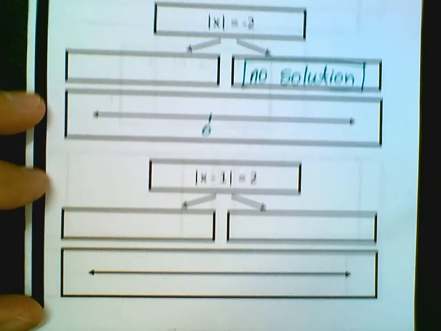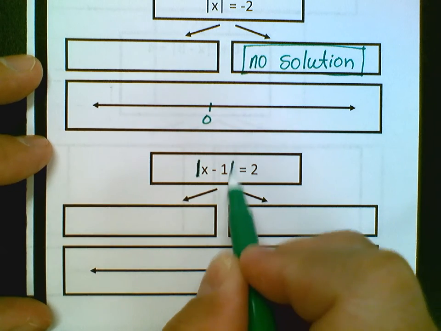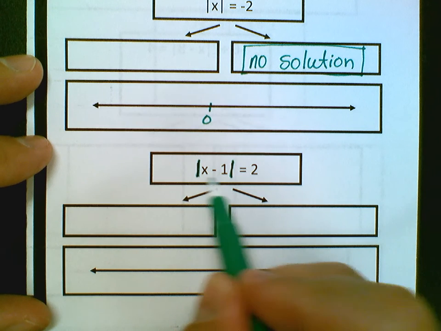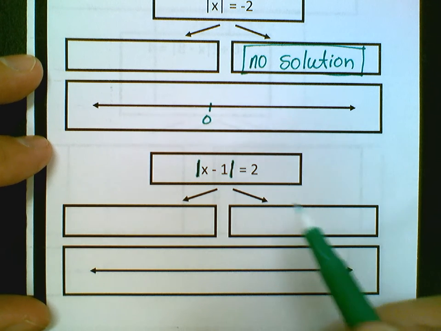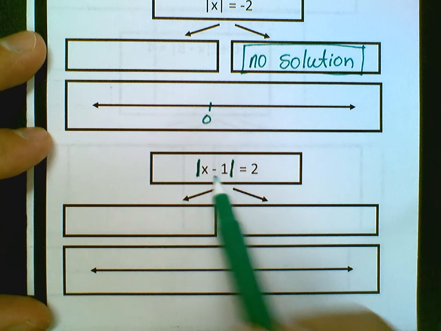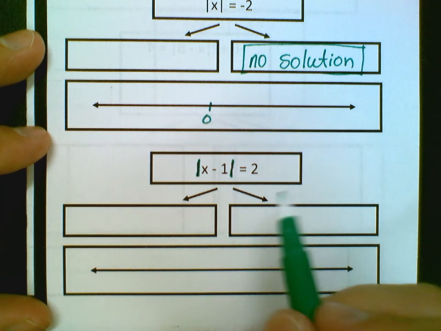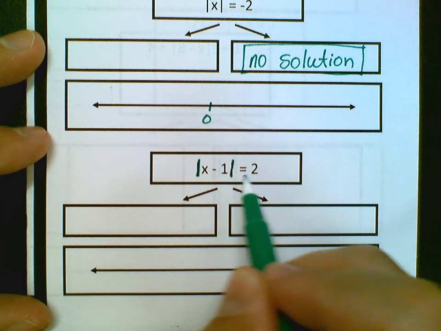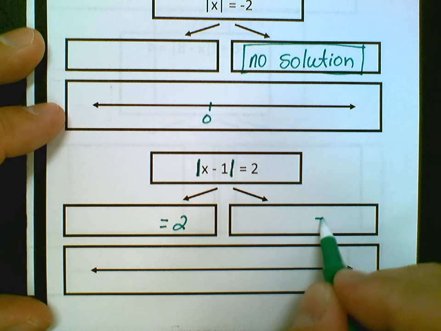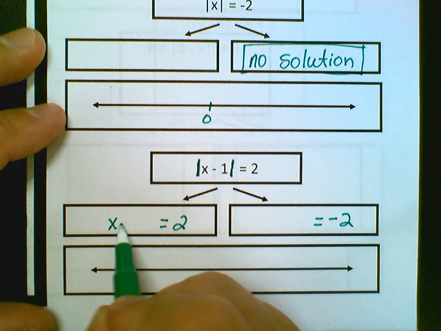Now we have one that has some extra stuff. So again, you're supposed to isolate the absolute value first. Here it is already isolated. So instead of just x has to be 2, we have x minus 1 equals 2. So again, this stuff is 2 units away from 0. So it has to be equal to 2, or it has to be equal to -2, and that is including all the stuff inside.